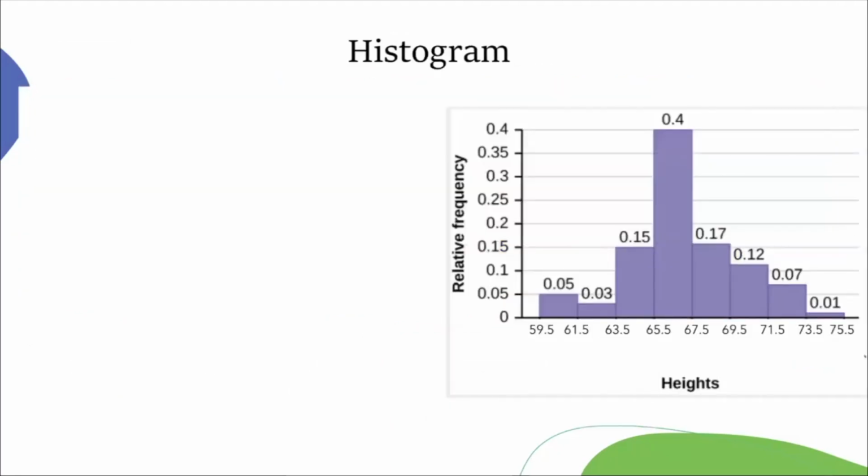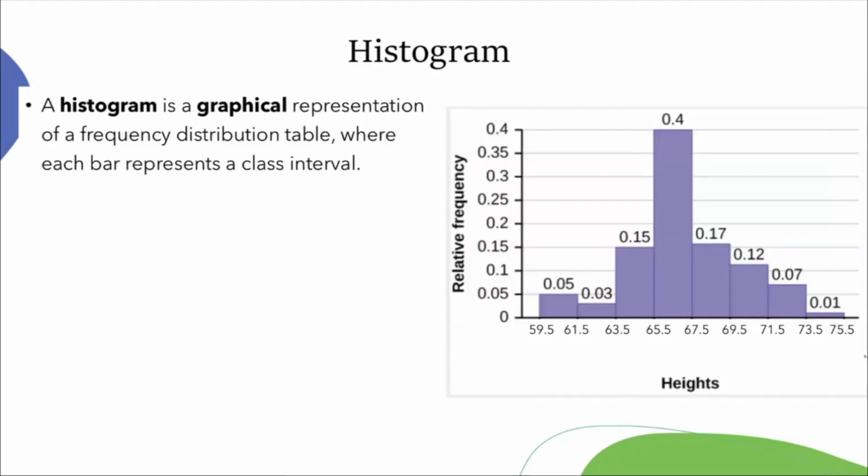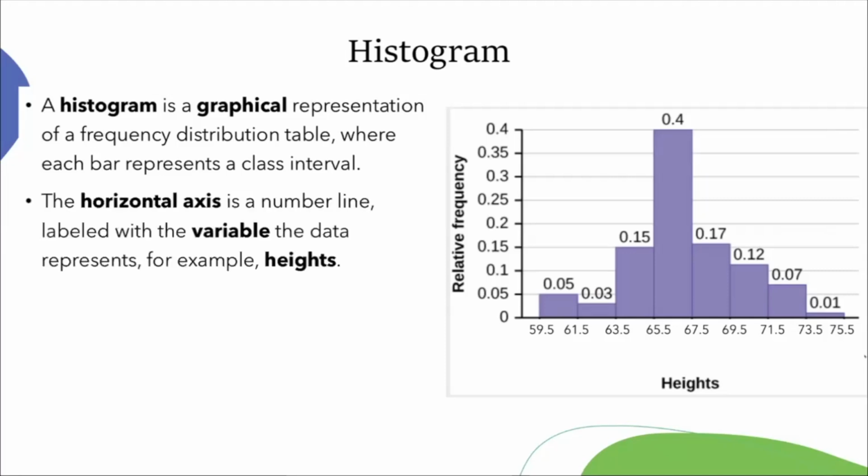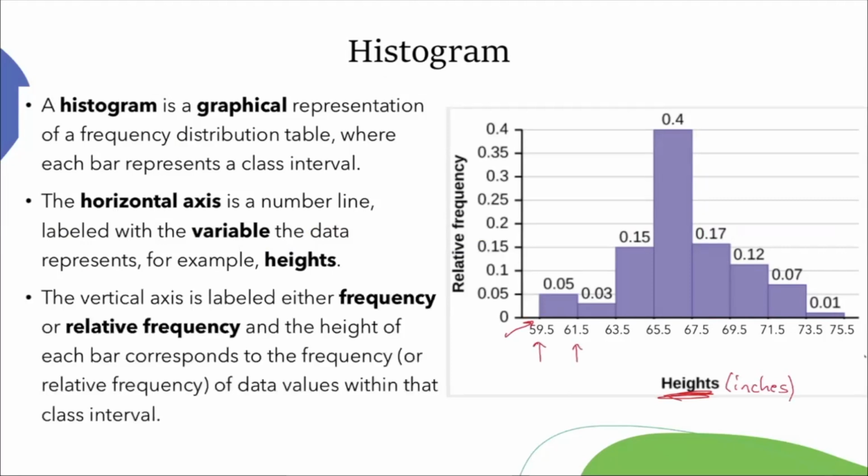So this is a histogram. And so the visual nature of it is very similar to a bar graph. It's a graphical representation of a frequency distribution table where each bar represents a class interval. The horizontal axis, right here, is a number line with the variable the data represents. In this case, it represents heights. And it doesn't tell you the scale here, but it is in inches. So these numbers here are in inches.